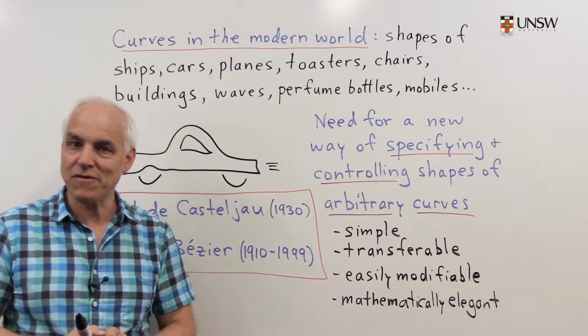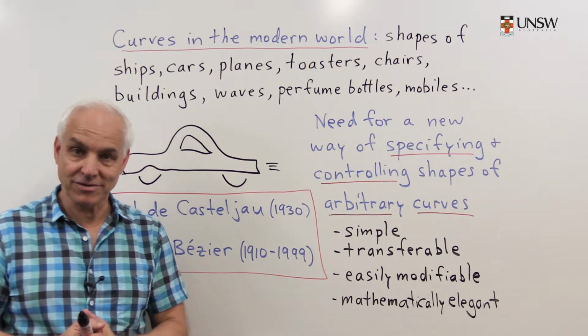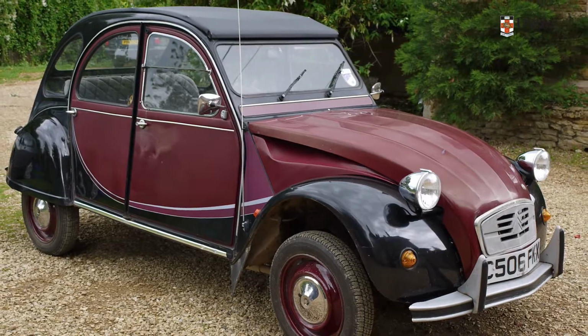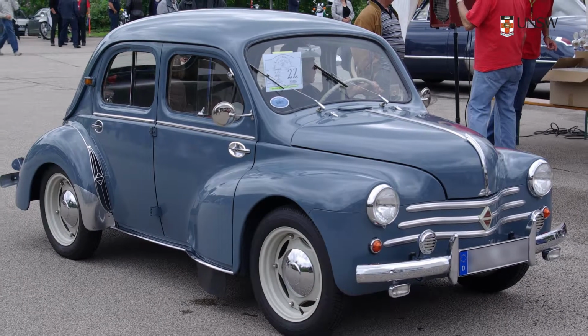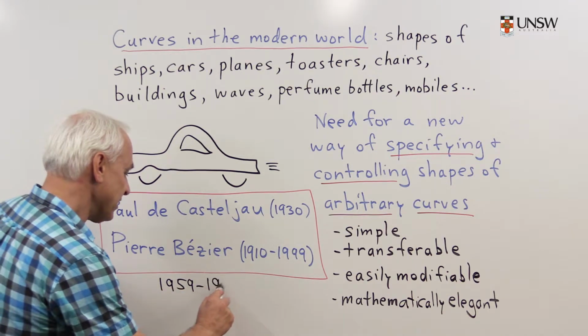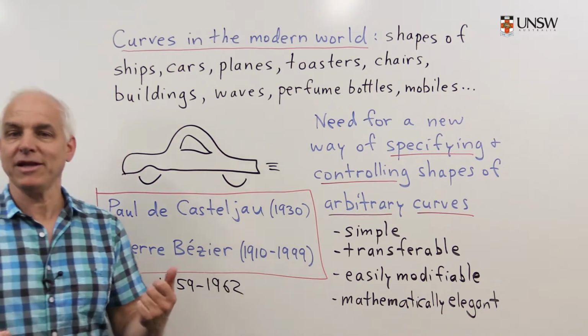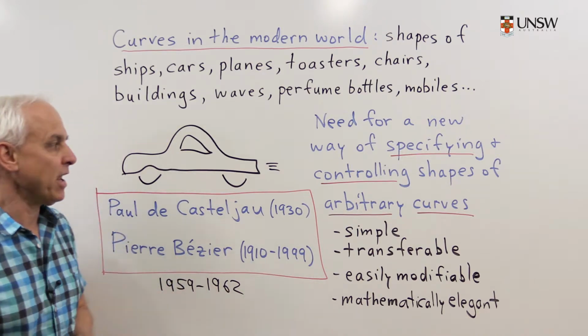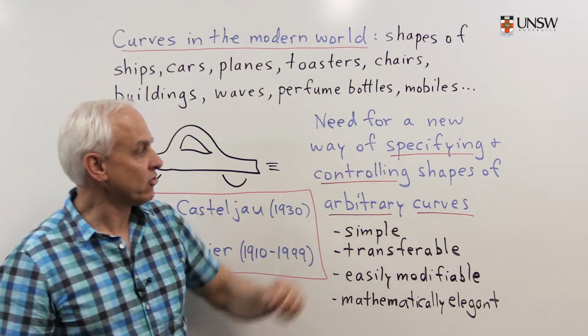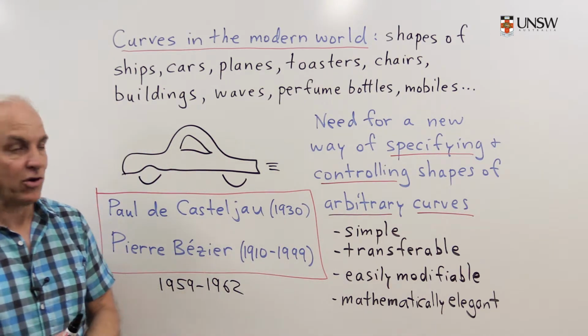And they worked for competing French automobile companies. Paul worked for Citroën and Pierre worked for Renault. And in the period about 1959 to 1962, they independently discovered this new way of thinking about curves that gives a way of specifying and controlling shapes of arbitrary curves.